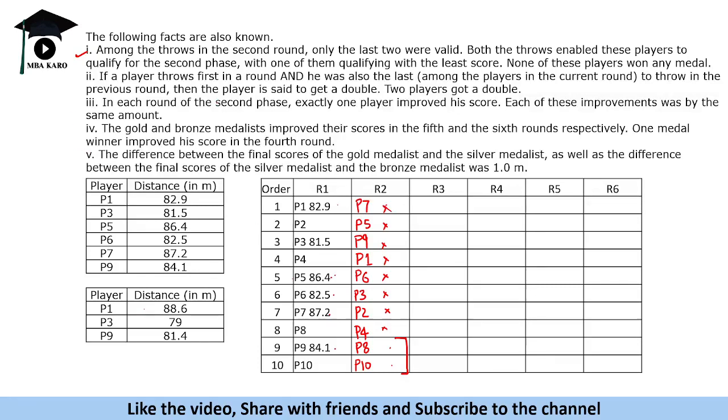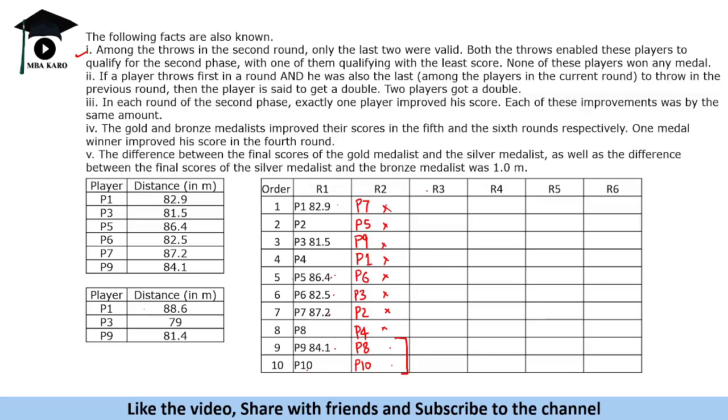In each round of the second phase, exactly one player improved his score. That means only one player will improve the ranking. Each of these improvements was by the same amount. Fine. Now we know that there are two players who get the double. Now how to determine those two players? From first round to second round, no one will get a double because P10 is here, P10 is last, right? So no double in this round.